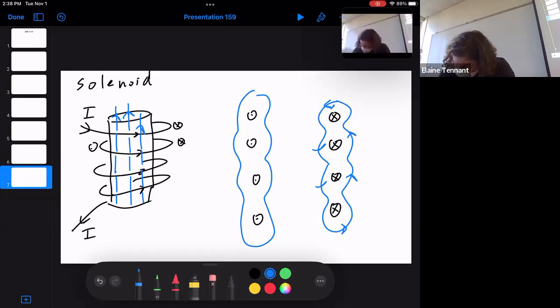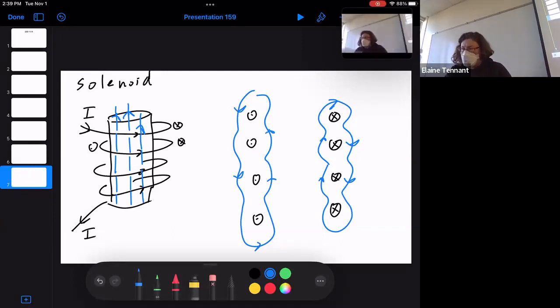I did this one backwards, guys. Did I do this one backwards? Yes, I did. Let me just make sure I have all my magnetic fields pointing in the right direction. And this one comes this way. Okay, much better. Sorry.